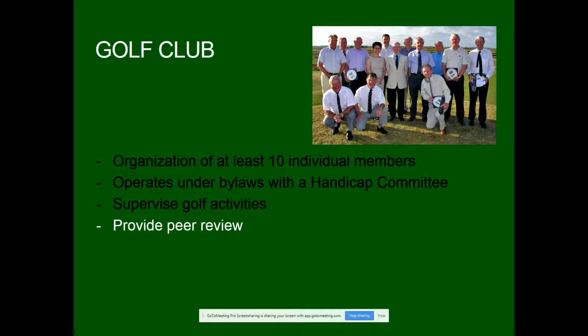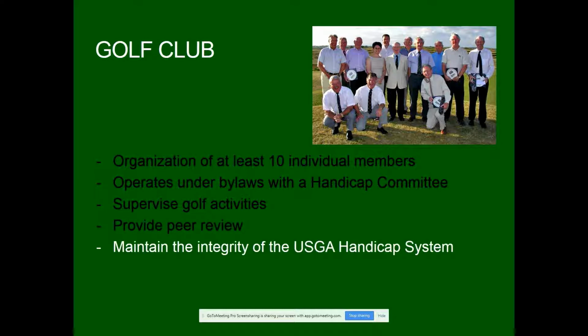Just like I said, talking about peer review, that really does tie into the golf activities. Golf clubs need to promote peer review. So once again, opportunities for people within the club to play amongst each other so that they can make sure that everybody is utilizing the USGA Handicap System properly. And then lastly, it makes very much sense that the golf club has the responsibility of maintaining the integrity of that USGA Handicap System, and that's where our handicap chairs and our committees become extremely important in that effort.